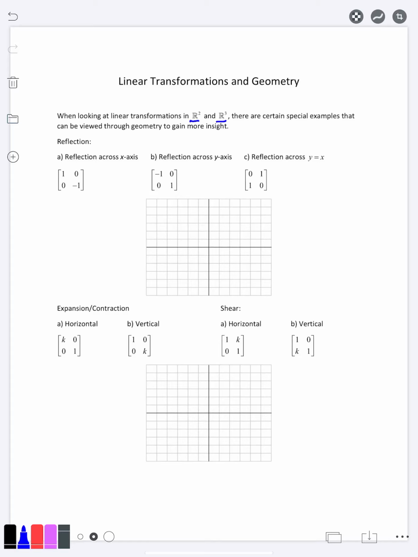Now the matrices I'm giving you, these are the standard matrix for the transformation. For example, reflection across the x-axis here is (x, negative y), which is the same thing as the matrix [1, 0; 0, negative 1] times (x, y). So what that means is if you have a vector, say this vector here is at (3, 2), and you want to reflect it across the x-axis, it would be the vector (3, negative 2).